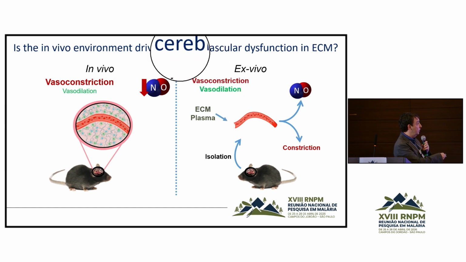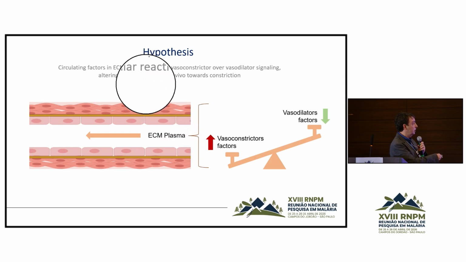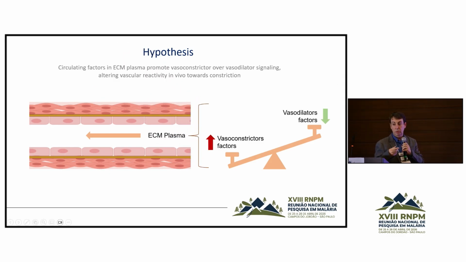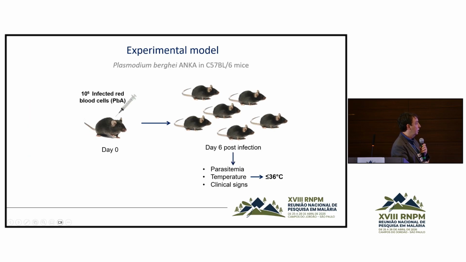The question that we asked was, is the in vivo environment driving cerebrovascular dysfunction in ECM? And the basic hypothesis was initially to evaluate factors in the plasma, if there's anything circulating produced by the parasite or coagulation that could be affecting the stimulation of vasoconstrictor effects.